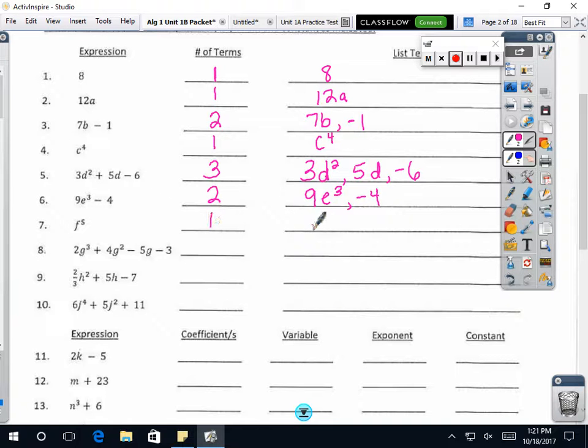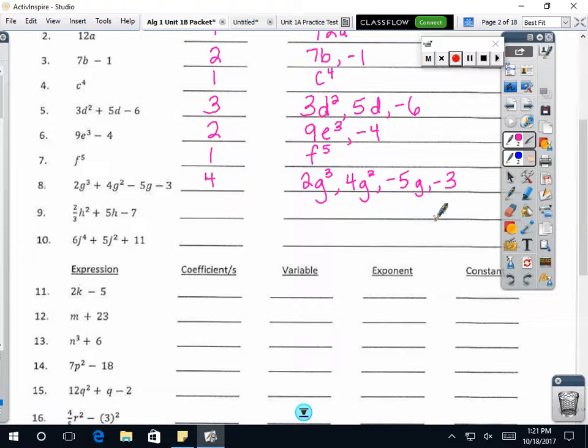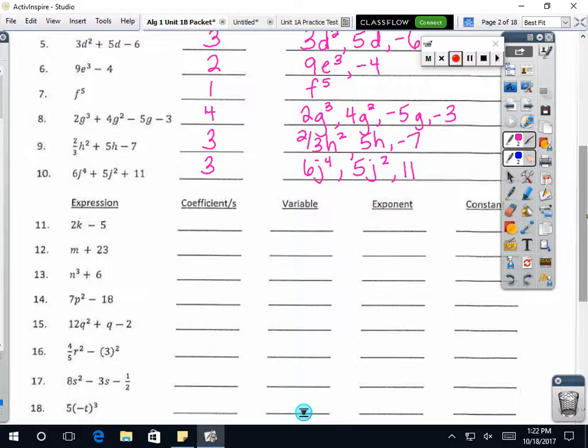Negative 4. Okay, number 7, how many terms are there? 1. What is that one term? F to the 5th power. Okay, number 8, how many terms are there? And what's the first term? What's the second term? And then negative 5g. Right. Okay, number 9. How many terms are there? 3. What's the first one? Right. What's the second term? 5h. And the third term? Right. Okay, and then number 10. How many terms are there? What's the first one? Second one? And third one? 11. Okay, in the next section, we're going to identify the parts of the expression.